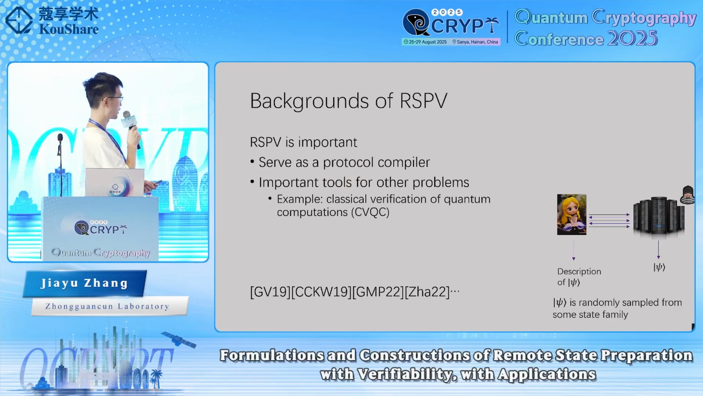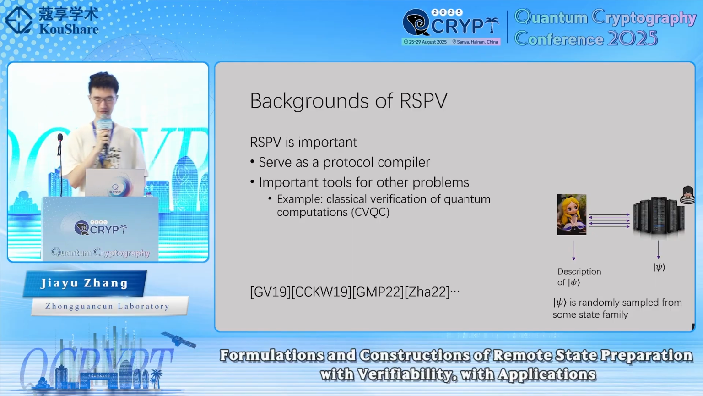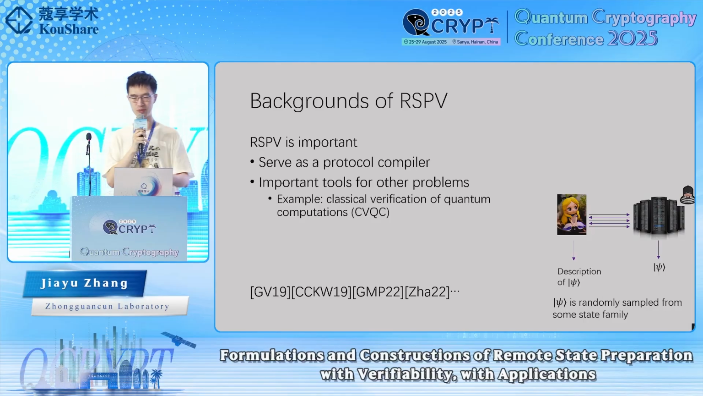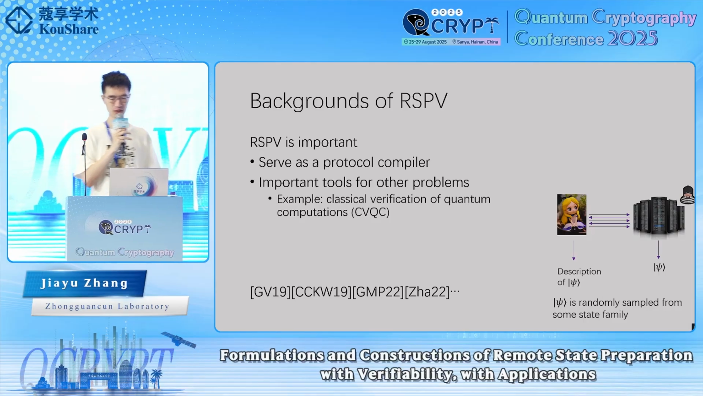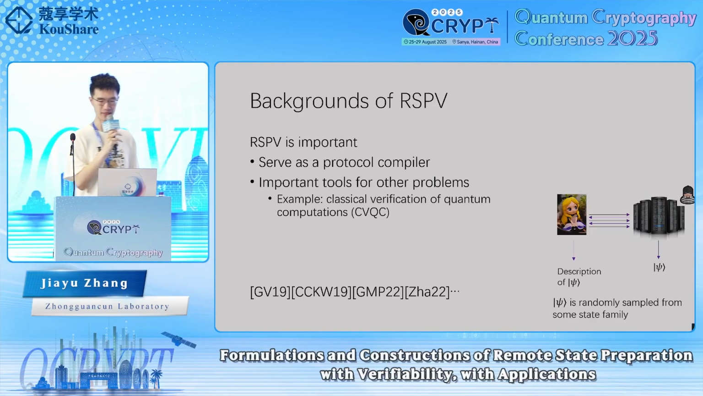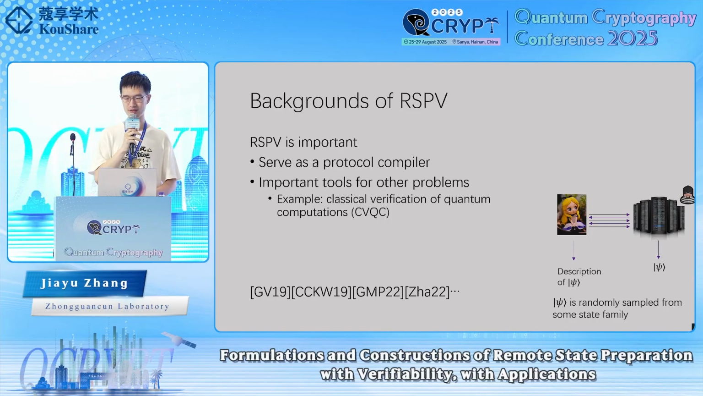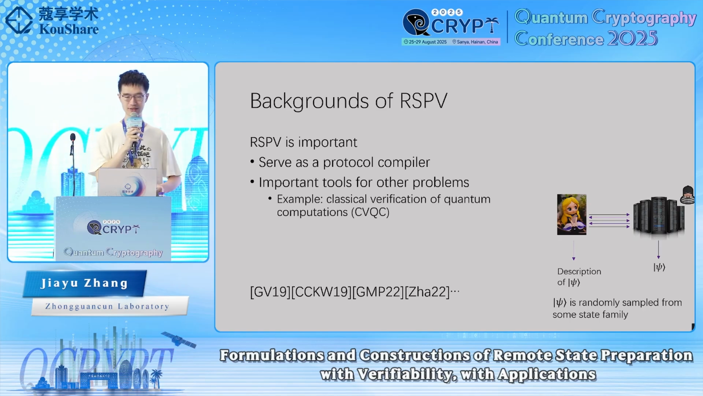So this is an important primitive. On the one hand, it could serve as a protocol compiler. You could imagine with this primitive, we could design cryptographic protocols in the following way. We first design a quantum protocol which uses quantum communication, and then compile it using RSPV to a protocol which only uses classical communication, which is more desirable.